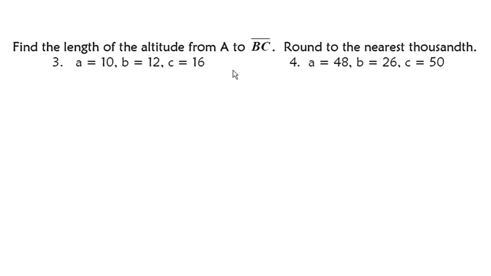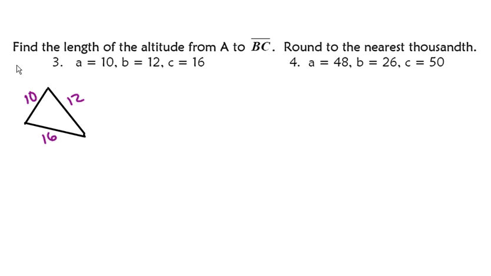Now they're asking us to find the length of the altitude from A to BC. So I'm going to draw my triangle because I'm not sure I know what they are talking about. Let me just draw a random triangle with 3 sides. One side is 10, one side is 12, and one side is 16.